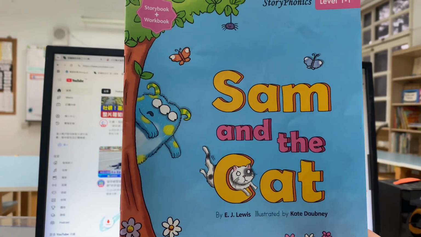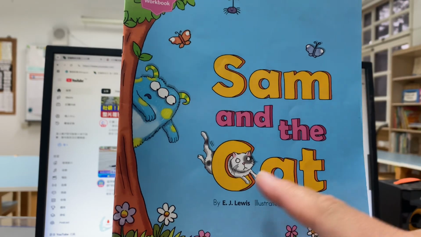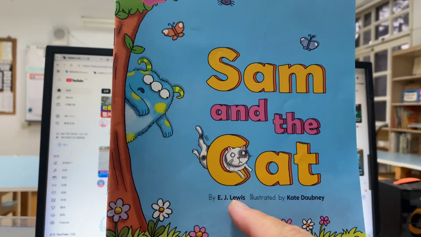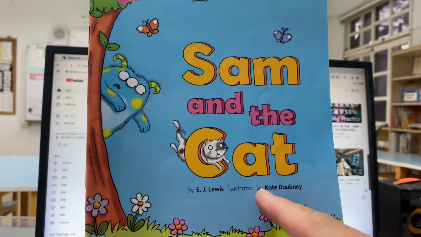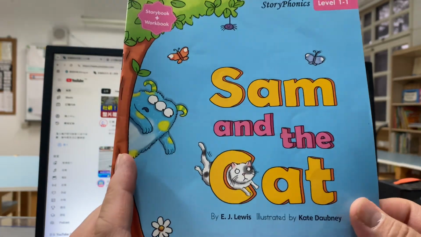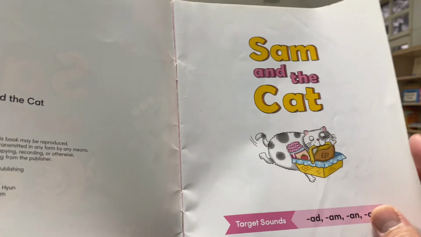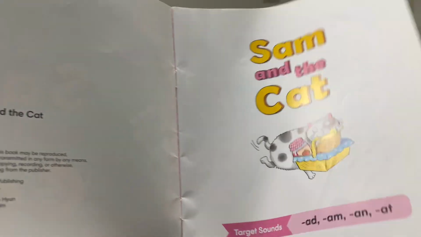Our Story Phonics, storybook plus workbooks. Sam and the Cat by E.J. Lewis, illustrated by Kate Downey. Sam and the Cat. Let's take a look at the inside. Sam and the Cat.